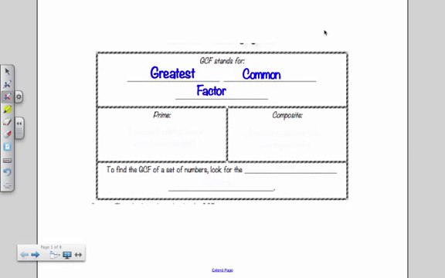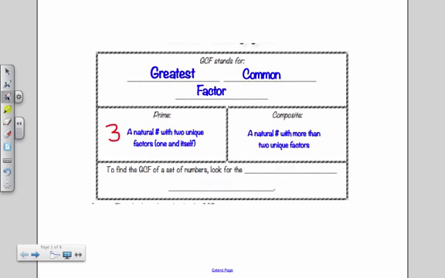So the definition of a prime number is a natural number with two unique factors, one and itself. For example, the number 3 is considered a prime number because it has two unique factors, unique meaning different. The two unique factors that 3 has are 1 and 3. The number 1, though, is not a prime number because the only factor that 1 has is 1, so it's not considered prime.